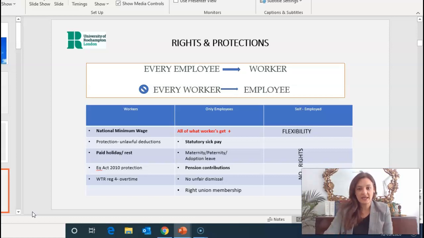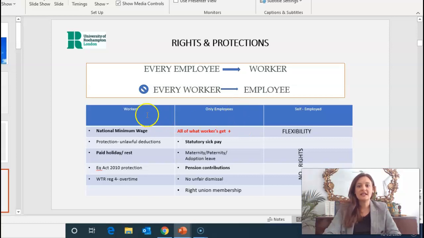Now, I'll explain in a moment. It's like a tier system. If a person is self-employed, they're completely outside of the regime, and I'll explain that in a moment. Workers have basic rights. They have the right to a national minimum wage. They get paid holidays, paid rest, and they also have certain protections under the Equality Act. So that's a worker. Employees, which is here in the middle, get everything that a worker gets plus more. So it's worker and then employee, if you're looking at it in a pyramid kind of format.